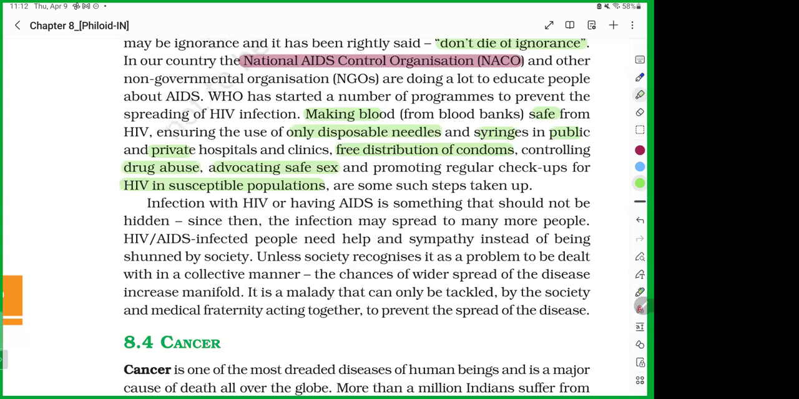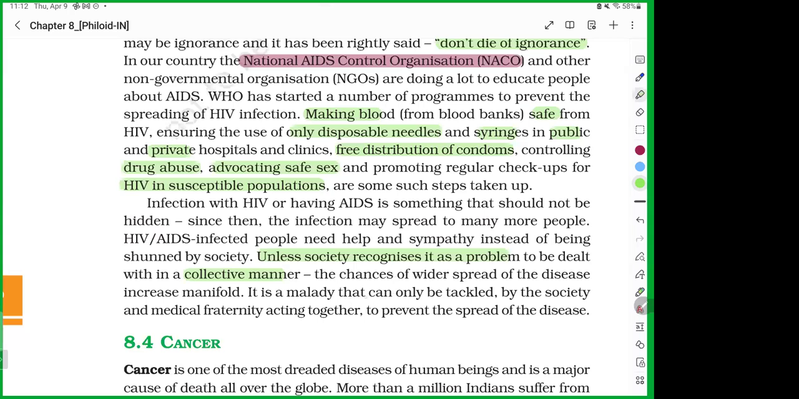Because if we do like that, people will not tell about their problem. They will not tell that they are HIV infected. And if they are not telling, it can spread to more people. Correct? Unless society recognizes it is a problem to deal with in a collective manner, otherwise it will spread many times.